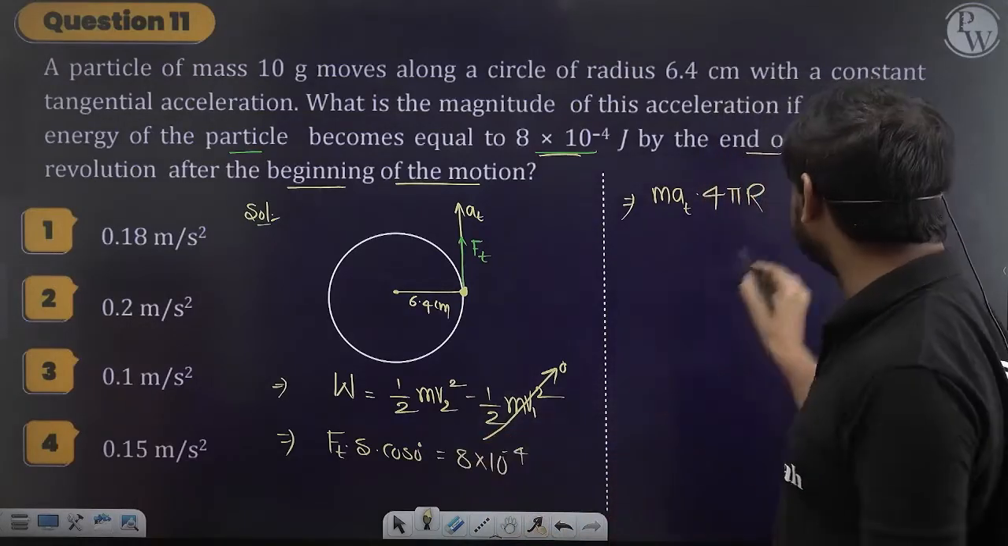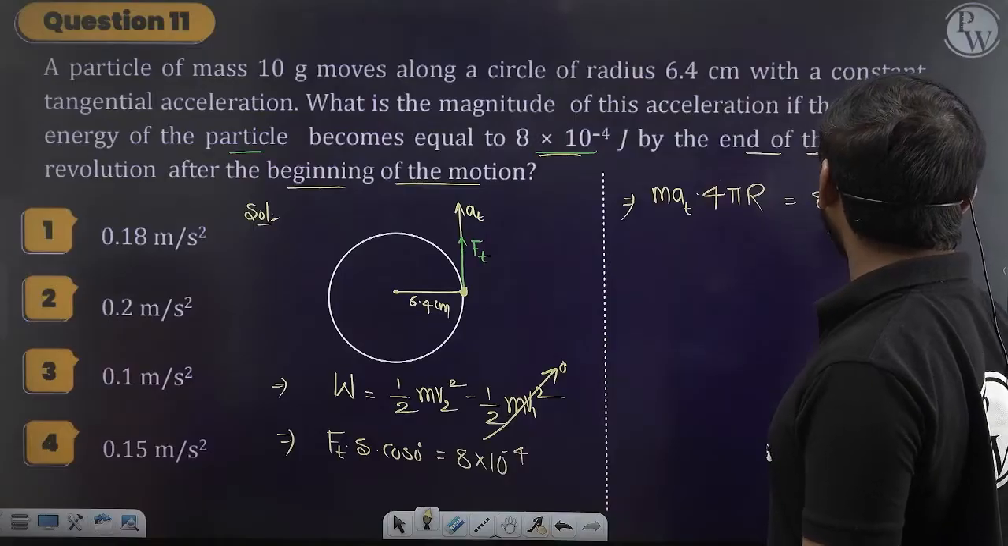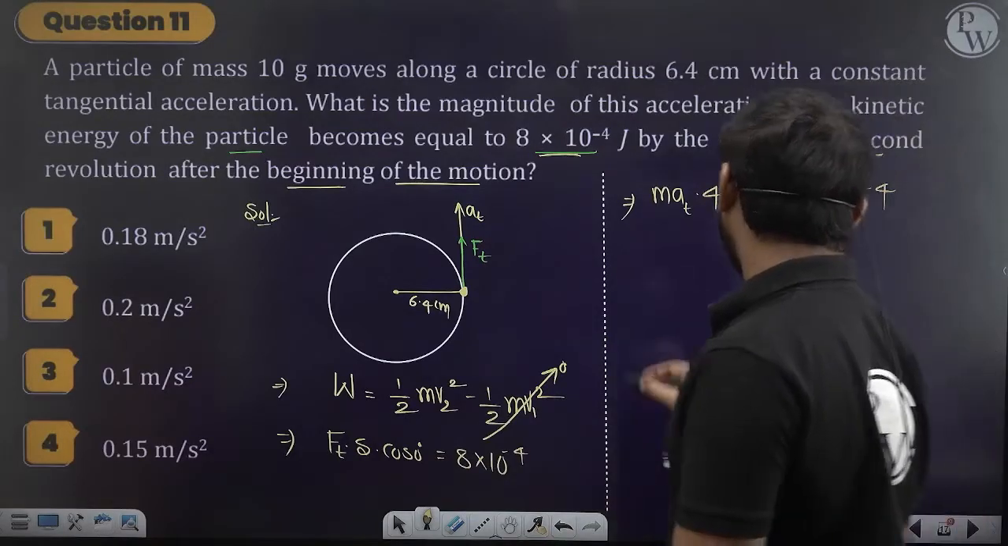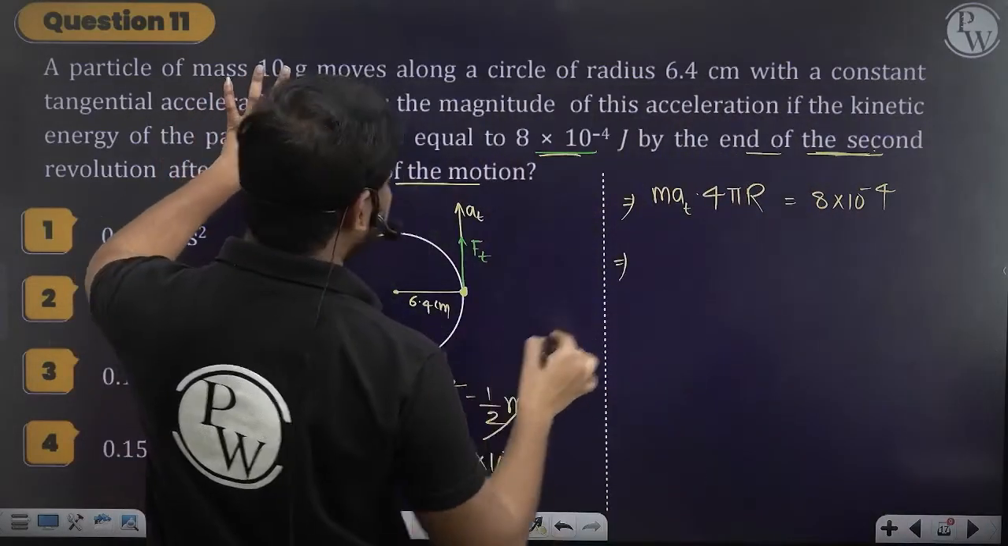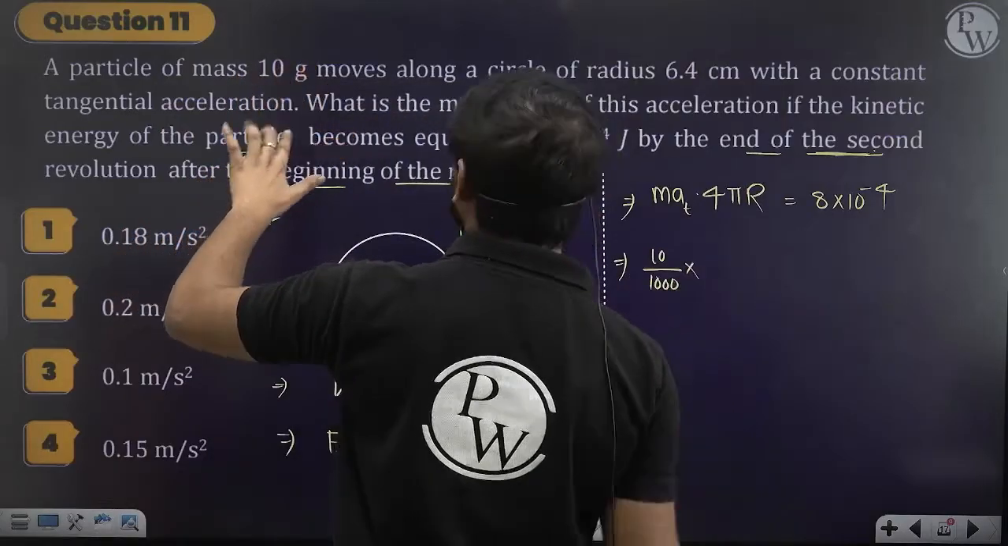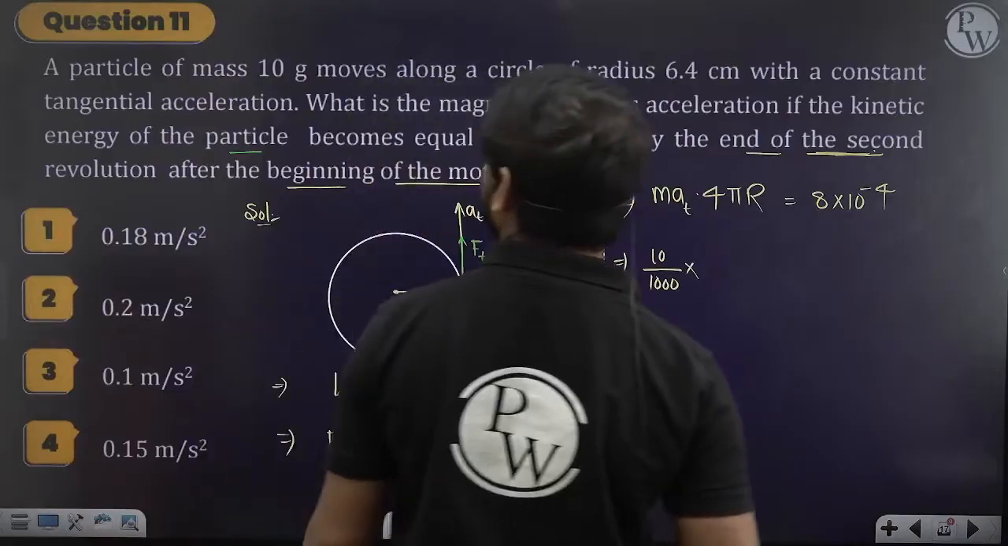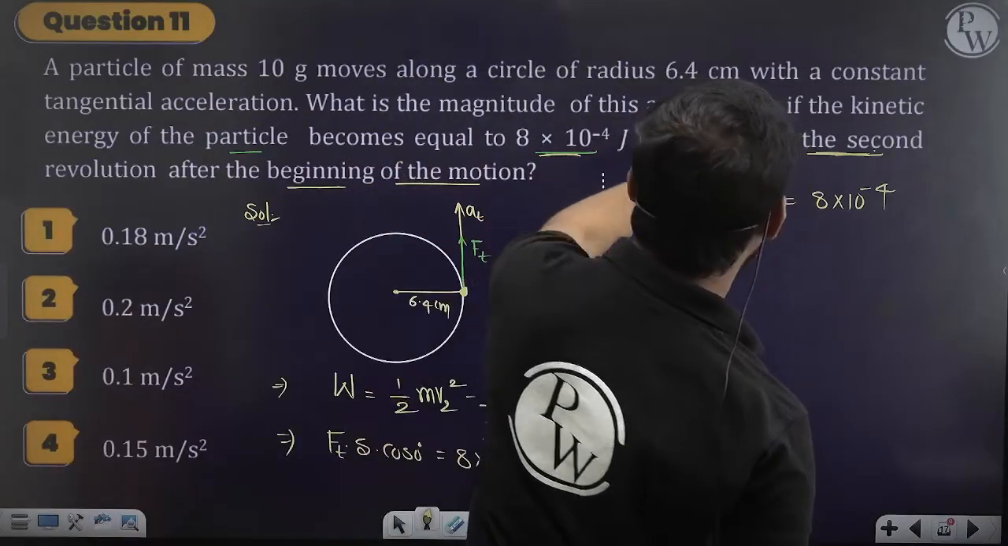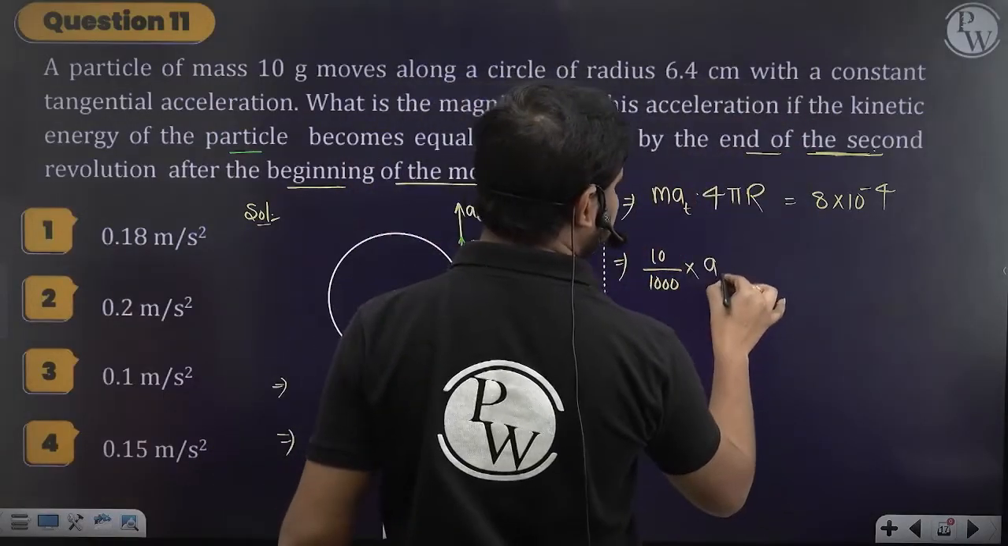So cos 0 is 1, which is equal to 8 into 10 to the power minus 4. So what is the mass? 10 grams they said, so 10 by 1000. The tangential acceleration, did they give? So what they are asking is, what is the magnitude of the acceleration? They are asking the acceleration, let it be 80.